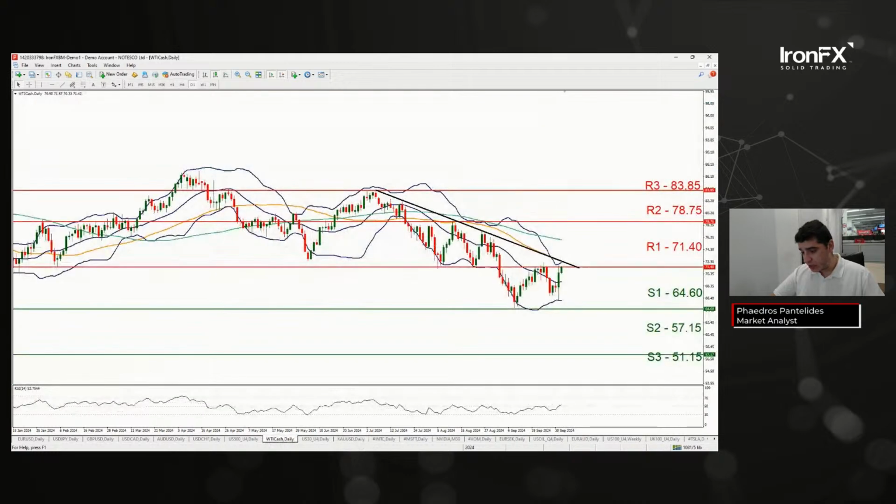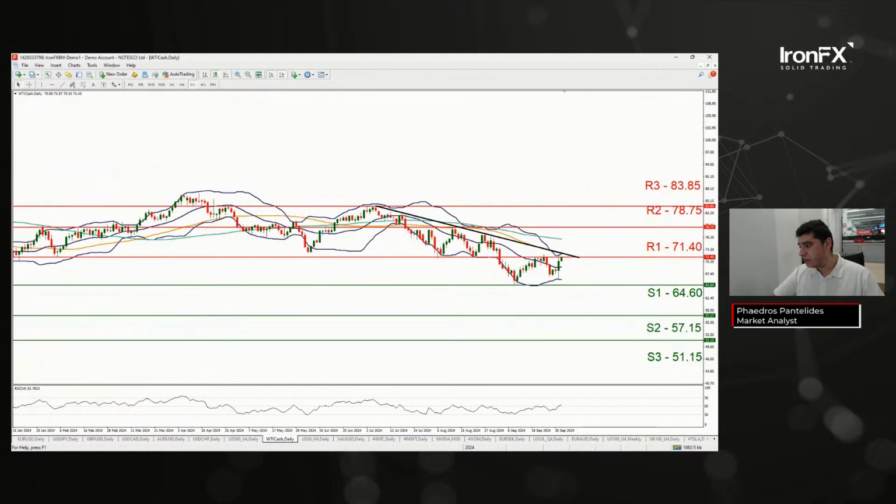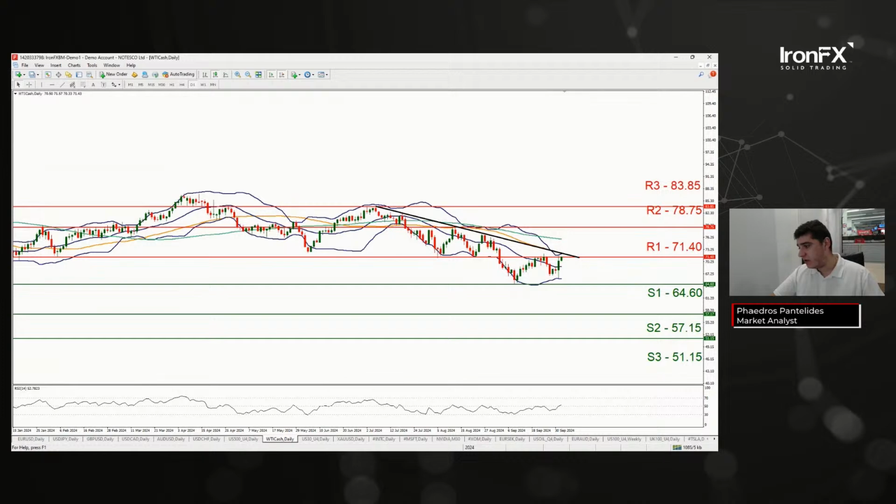From a more macro perspective, I would be bullish on the precious metals price. Looking at oil as well, WTI cash daily, we had placed at R1 level 71.40 and S1 at 64.60. Now, this downward moving trend line is intact, but you can see that the RSI has broken above 50, which might imply a shift from a bearish towards a more bullish outlook.